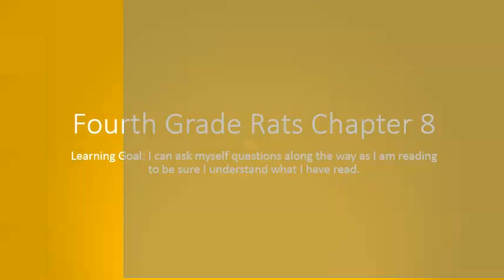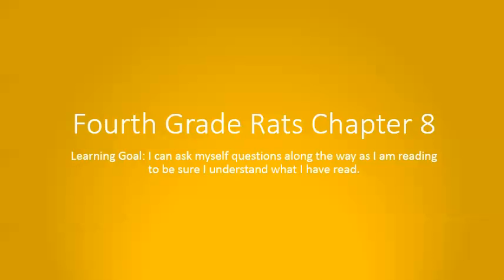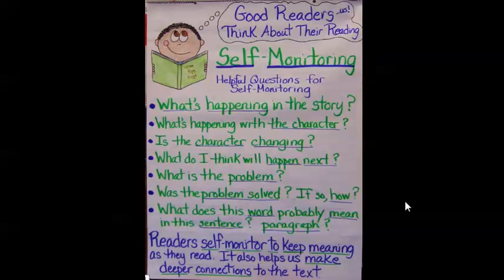And I went ahead and pulled up this anchor chart for you. Okay, let's go ahead and preview it together. It says, good readers think about their reading. Self-monitoring, that basically means what you are thinking about as you are reading the story. That way you are sure you're understanding, you're comprehending everything, and you know what's going on. So these are some helpful questions to ask yourself.